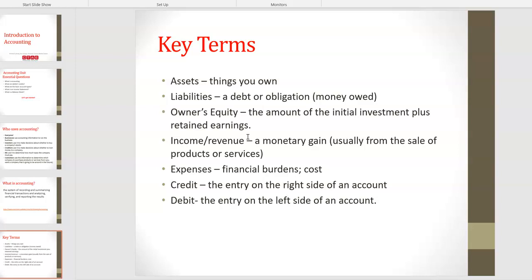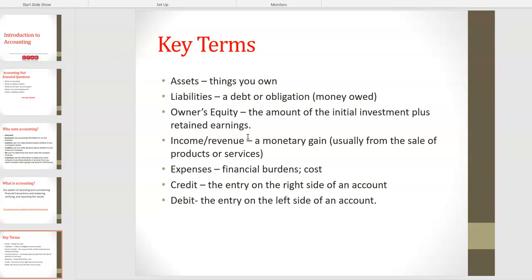Okay, so assets, liabilities, income, and expenses. These are the things that are constantly going to be impacted on an everyday basis in a company, regardless of the company type, whether it's a restaurant or a barber shop or a shoe shop, whatever it is, it's going to have assets, liabilities, income, and expenses.